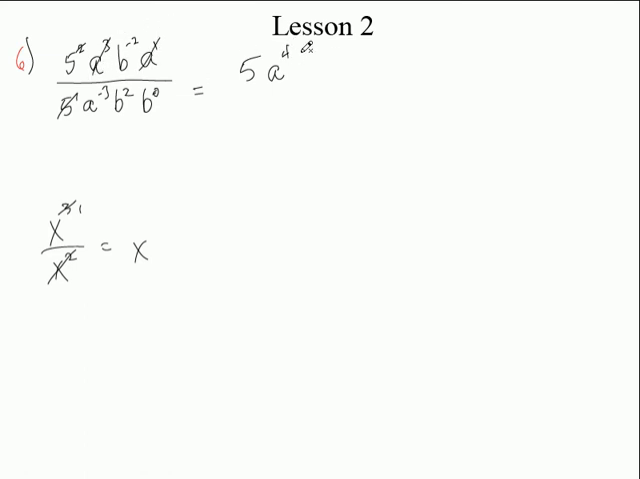And then we'll just leave this b to the second because there's nothing else on the top that I can do with that. Let's look at the bottom. You just have an a to the negative third. You only have one of the a's on the bottom.